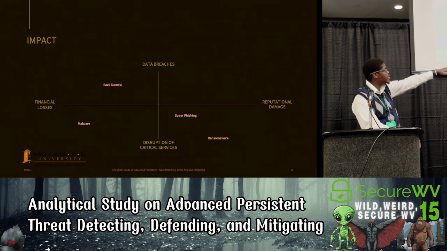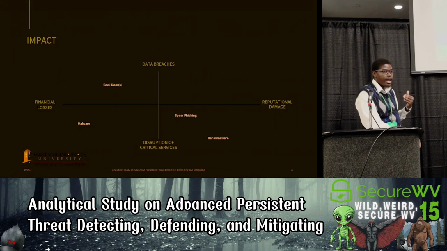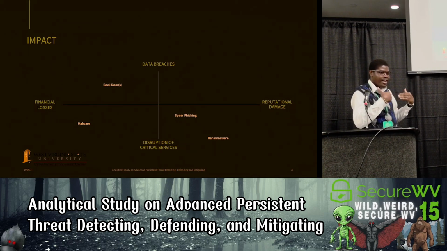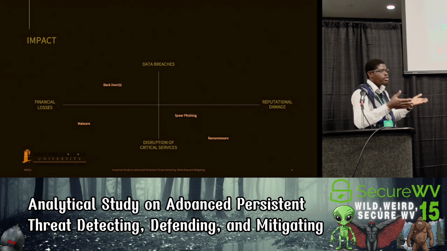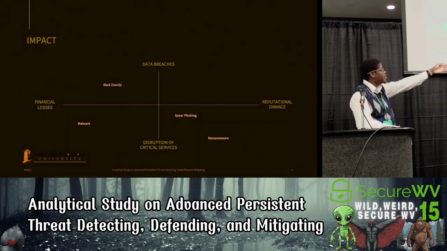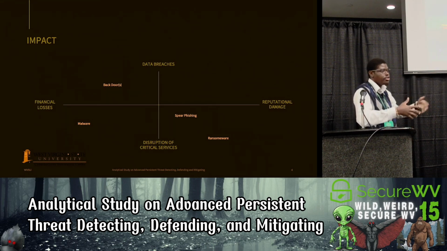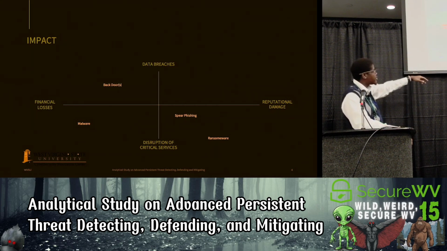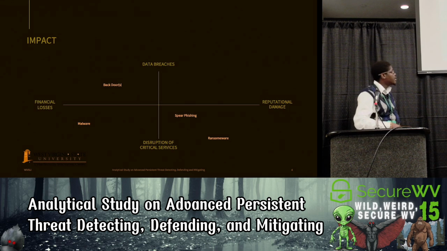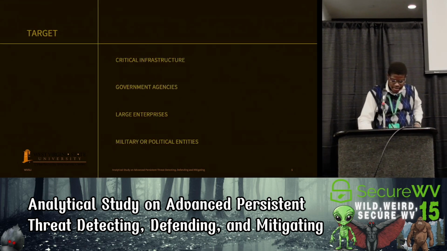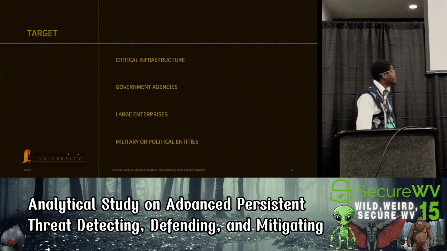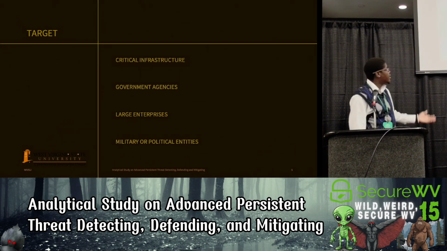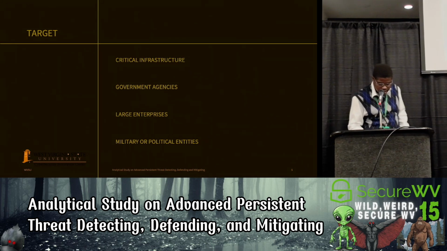So data breaches are there, reputational damage. For example, if I own a company and all of you use my company, and then you get to hear that I've been attacked and a lot of data has been stolen, I won't have that reputation I had previously. You probably want to leave my company for another company. So reputational damage, disruption of critical services, I won't be able to give you the value you really want. And then financial losses, of course. Then, of course, backdoors, malware, phishing, and ransomware are also involved in this. Like I said before, the targets are critical infrastructure, government agencies, large enterprises, military or political entities.